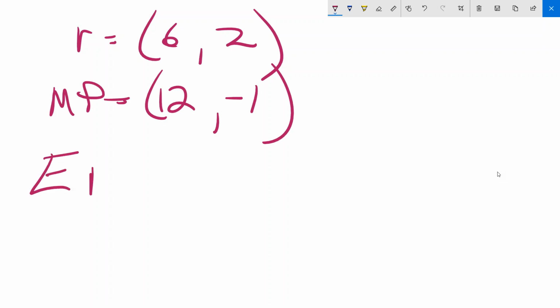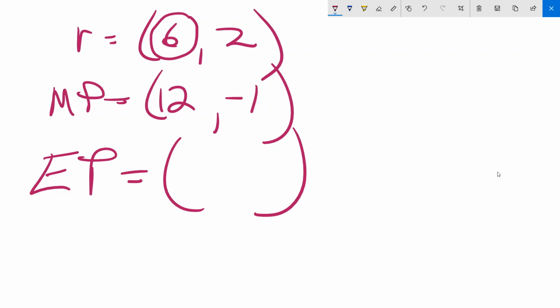Other endpoint. What is the other x endpoint? What do you have to do to get from 6 to the midpoint? What do you have to do to get from 6 to 12? You have to double it? No. It's always add and subtract. It's not multiplication we're doing here. Oh, you gotta add 6.